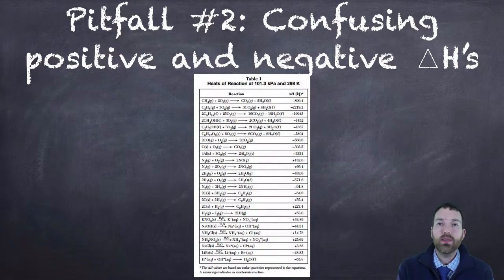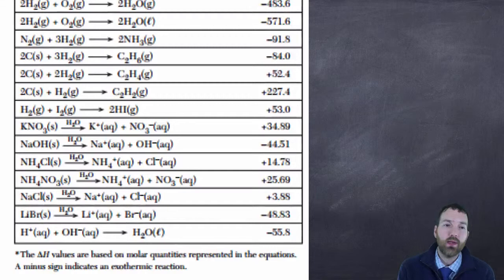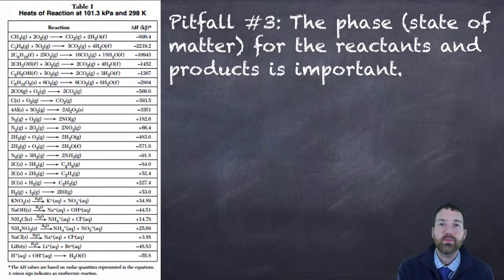So the good news is they actually give you a little cheat sheet. They clue you in down at the very bottom here. It says the delta H values are based on molar quantities represented in the equations. Okay, that's nice. And then at the bottom, a minus sign indicates an exothermic reaction. So if you see a little minus sign here, like these bottom two, that's an exothermic reaction. If you see a positive, that's not. It means it must be an endothermic reaction.